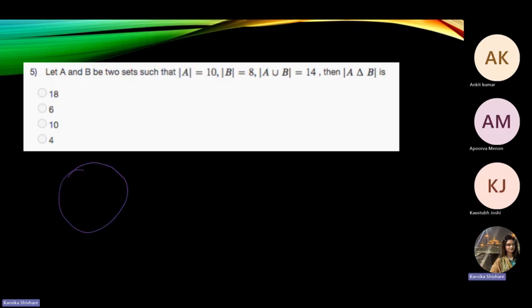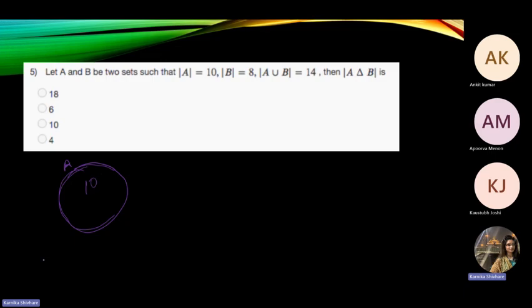So the number of elements in A is total 10, right? The number of elements in B is total 8. But we have to understand this 10 and 8 is not part of this C section, right? It's not part of this C. It is complete. Okay, let me change the color, then it will be good.